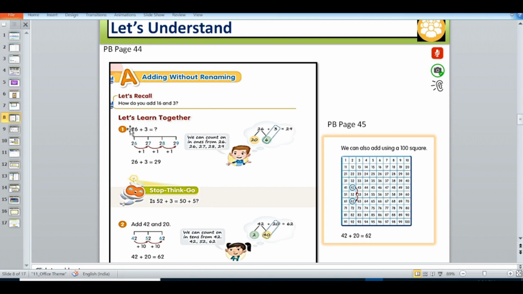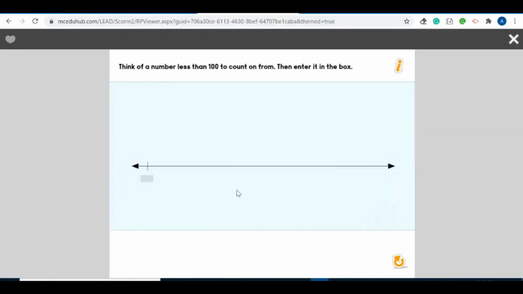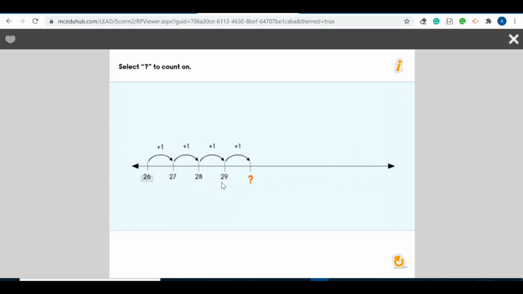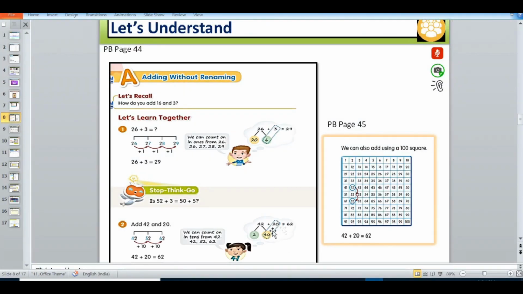Let's try to add 26 with 3, 26 plus 3 using the count on in ones method. We are going to jump 3 times on the number line. Okay, so 26. What will come here? 27. One jump, two jumps will be 28, and the third jump will be 29. So 26 plus 3 becomes 29. Isn't it? This is what your answer is.